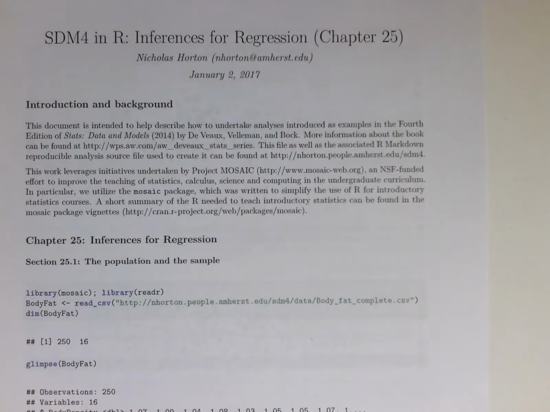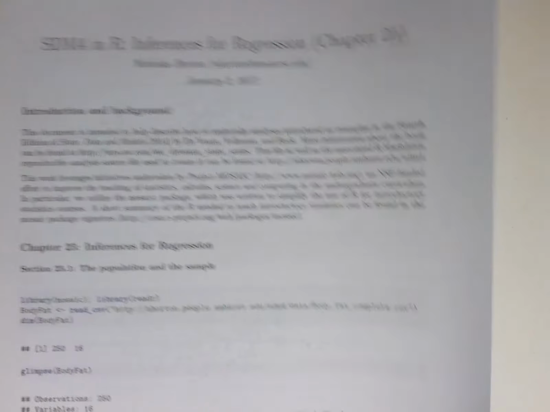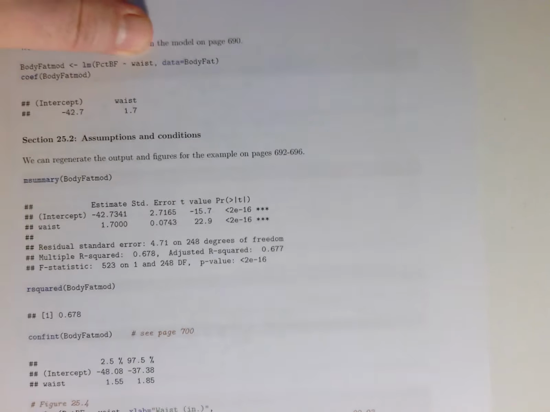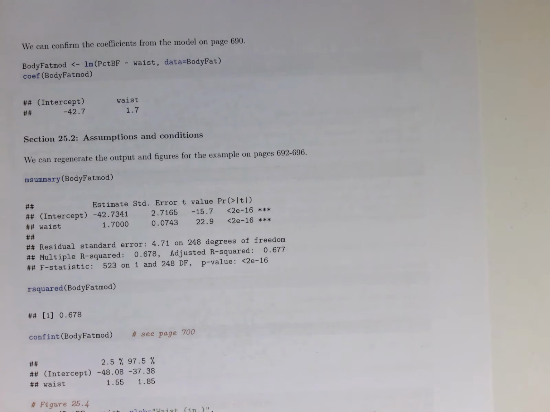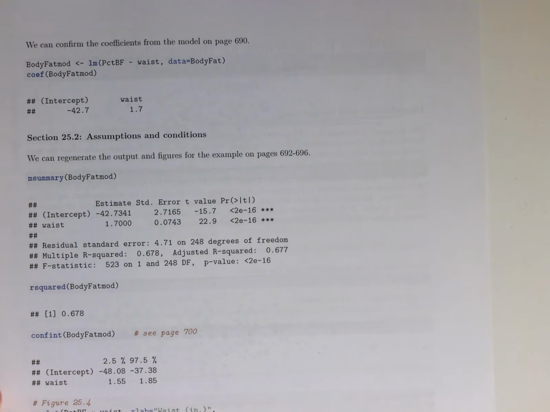We read in the data for the body fat data. We can use the glimpse function to see what's going on with that. We can fit the linear model using lm with y tilde x, the outcome as a function of the x. Calculate the coefficients. msummary gives us a nice terse summary of that. We can pull up things like the R squared value. We can calculate confidence intervals using that object.